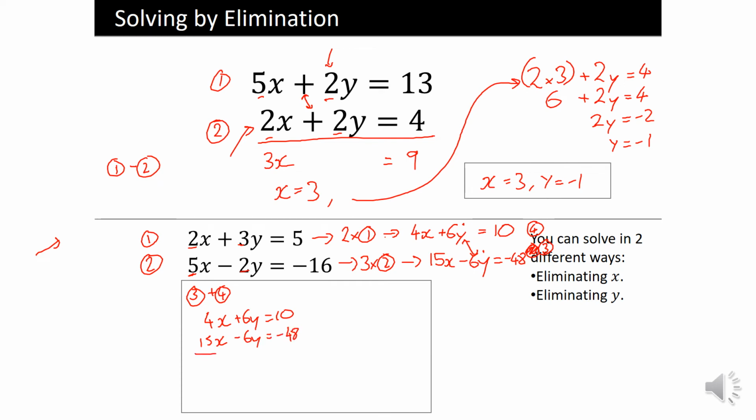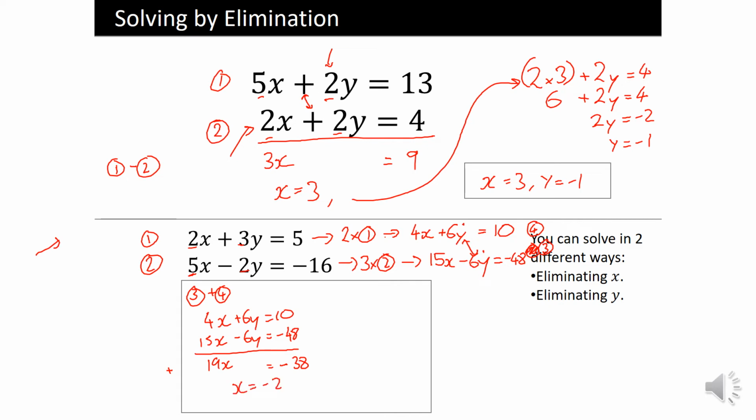Okay, so adding them together, we've got 19x, the 6y's cancel, equals minus 38. So that tells me x equals minus 2. So I've divided both sides by 19.